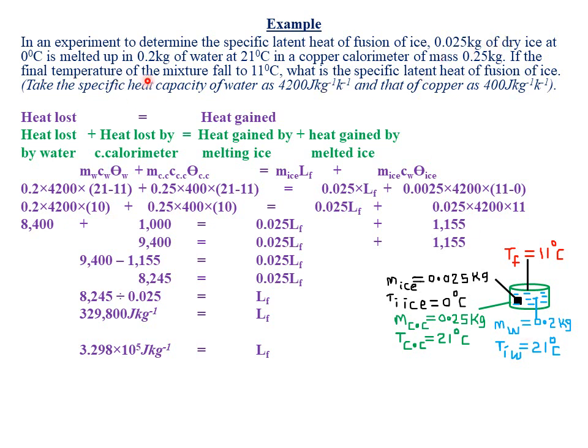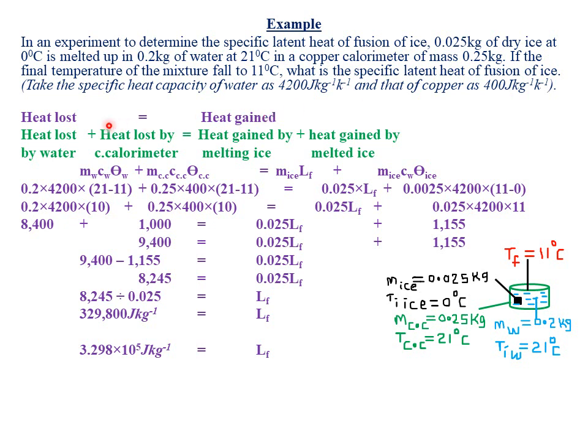Then, if the final temperature of the mixture falls to 11 degrees Celsius, so that is T final for the mixture is 11 degrees Celsius, that is the final temperature. What is the specific latent heat of fusion of ice? Then you are given that the specific heat capacity of water is 4200 joules per kilogram per Kelvin, and that of the copper calorimeter is 400 joules per kilogram per Kelvin.